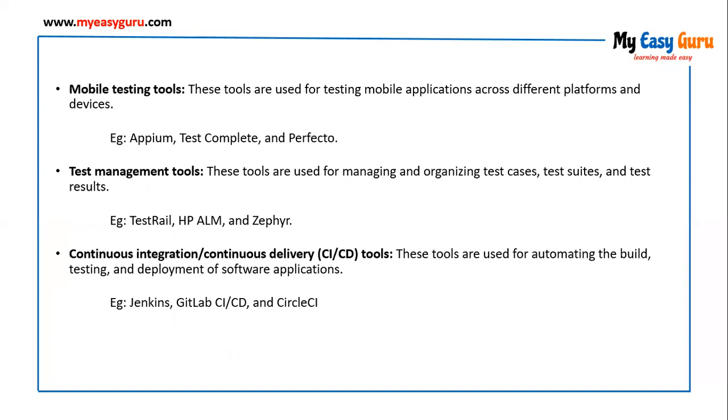Then there are mobile testing tools. These tools are used for testing mobile applications across different platforms and devices. For those, we have Appium, TestComplete, and Perfecto. Test management tools are used for managing and organizing test cases, test suites, or test results. For those, we have TestRail, HPALM, and Zephyr. For continuous integration or continuous delivery, that is CI/CD tools, these tools are used for automating the build, testing, and deployment of software applications. For those, we have Jenkins, GitLab CI/CD, and CircleCI.